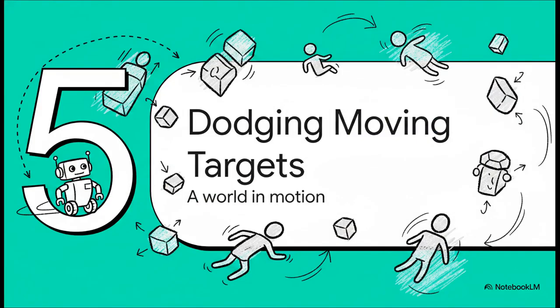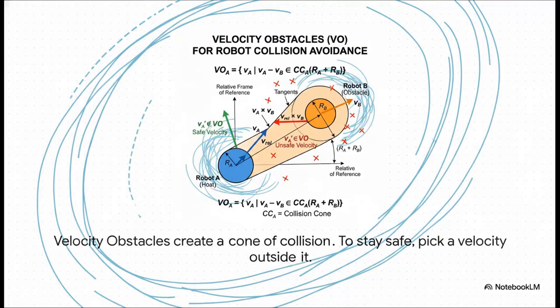All right, time for our final and probably the toughest challenge. What does a robot do when the obstacles themselves are moving? How does it navigate a crowded sidewalk or a busy highway where everything is constantly changing? Trying to replan the whole route every millisecond is just way too slow. So instead, robots use this amazing reactive trick called velocity obstacles.